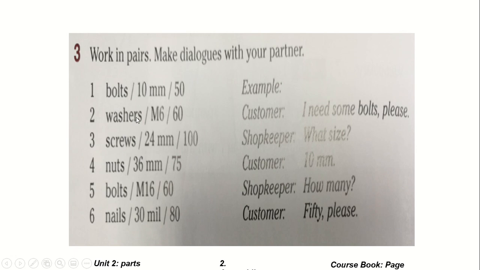So we'll use the words washers, M6 and 60. Washers instead of bolts, M6 instead of 10 millimeters, 60 instead of 50. So customer, I need some bolts, please. Sorry, I need some washers, please. Shopkeeper, what size? Customer, M6. Shopkeeper, how many? Customer, 60, please.